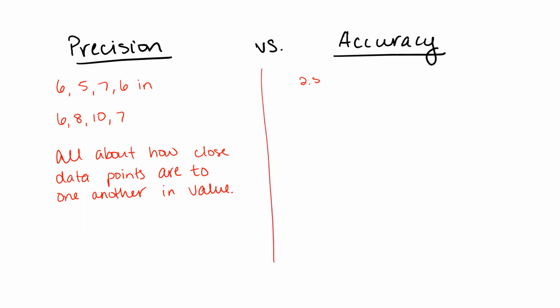So if we were looking at a ruler and you have several people who each got a measurement of 2.54 or 2.61 or 2.51, but the actual value is in fact 2.75, we have a lack of accuracy.